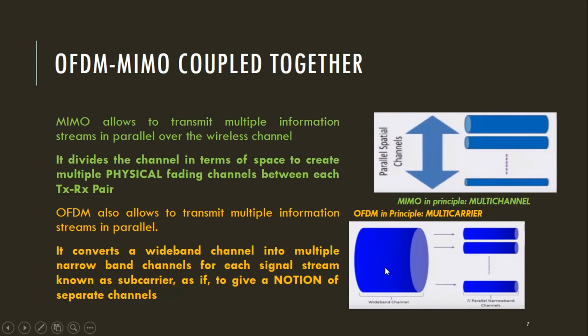Now, OFDM and MIMO coupled together serve the purpose that we just talked about: they support higher quality of service, higher bandwidth and data rate. MIMO allows us to transmit multiple information streams in parallel over the wireless channel, and they create physical fading channels. OFDM also transmits multiple information streams in parallel, but it just gives a notion as if there are several channels; it essentially divides a wideband channel into several narrowband streams and sends the data through several subcarriers at different subcarrier frequencies.